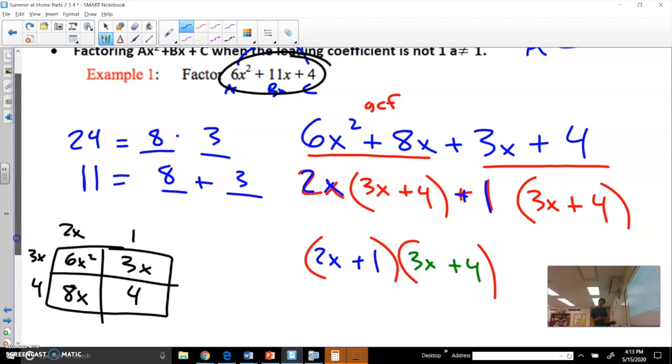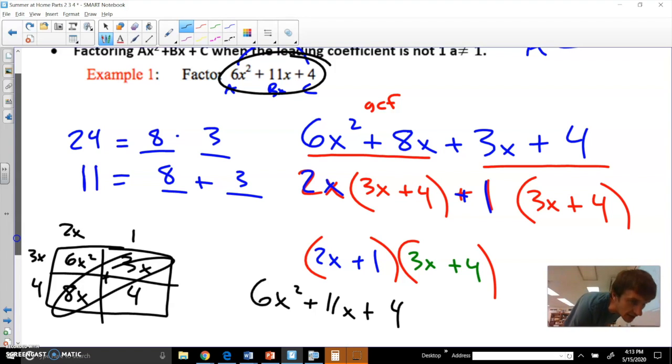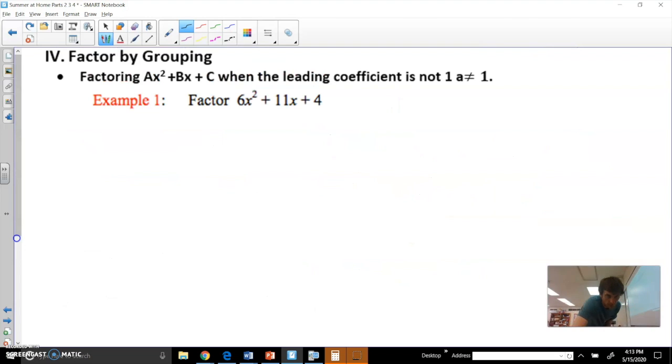And now we're just looking to combine like terms as we see them, and I'm really looking at the middle there, these 3x and the 8x. So 6x squared plus 11x plus 24. Plus positive 4, my fault. And that is exactly what we started with. So just knowing that you can check your work with multiplication is very helpful.